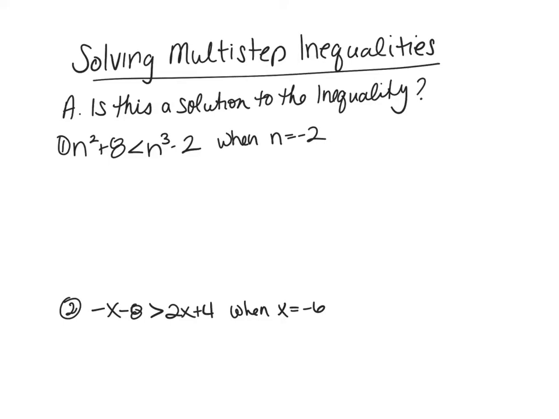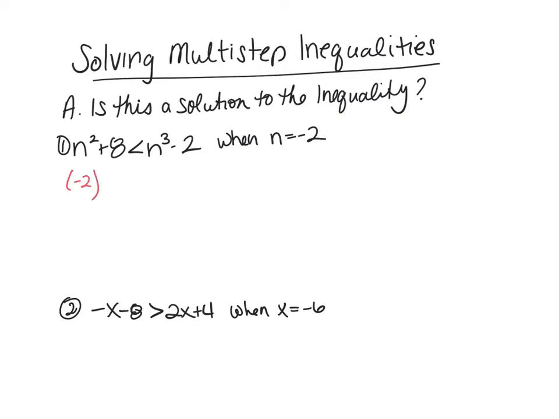We're talking about solving multi-step inequalities. So the first thing we want to look at is determining if a value is a solution to the inequality. Our first example is n squared plus 8 is less than n cubed minus 2 when n is equal to negative 2. So we're going to plug in a negative 2 for n and see if it's true.